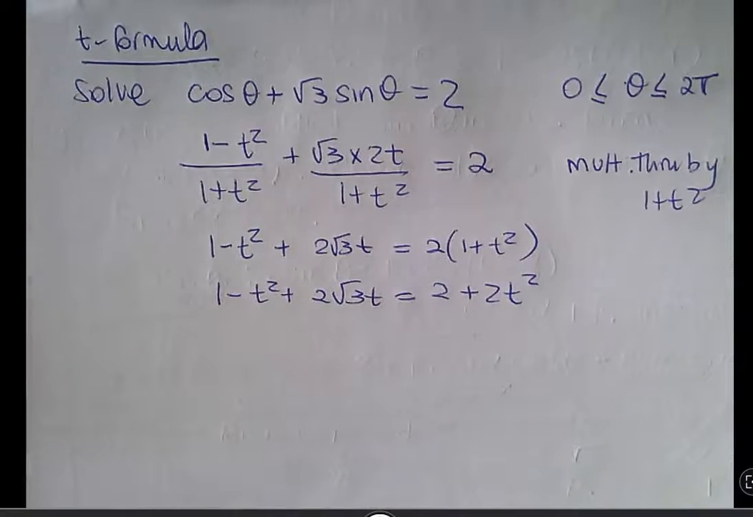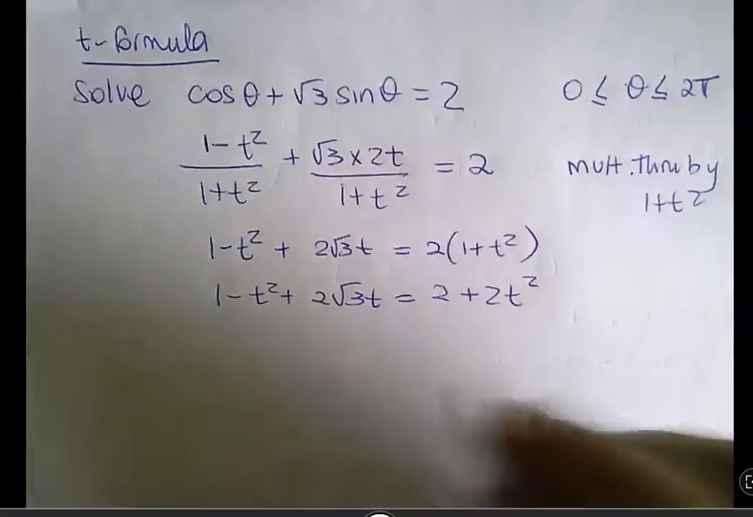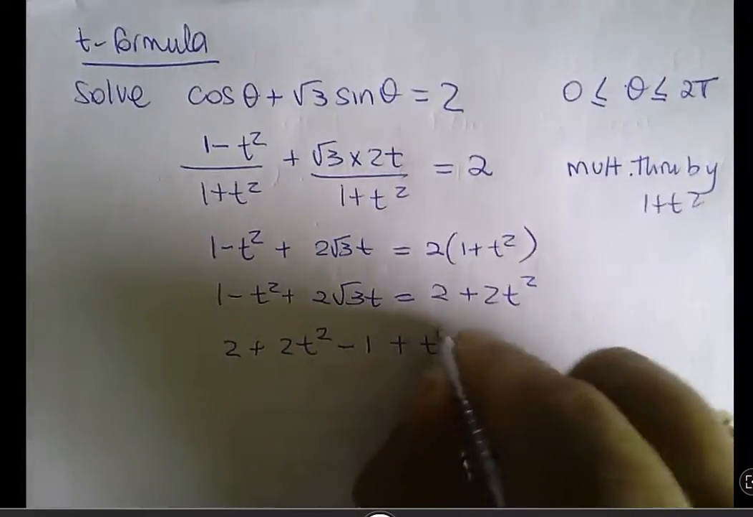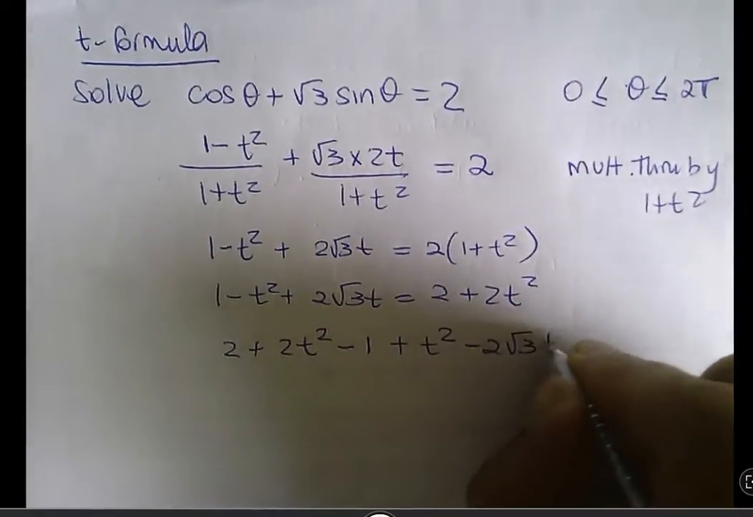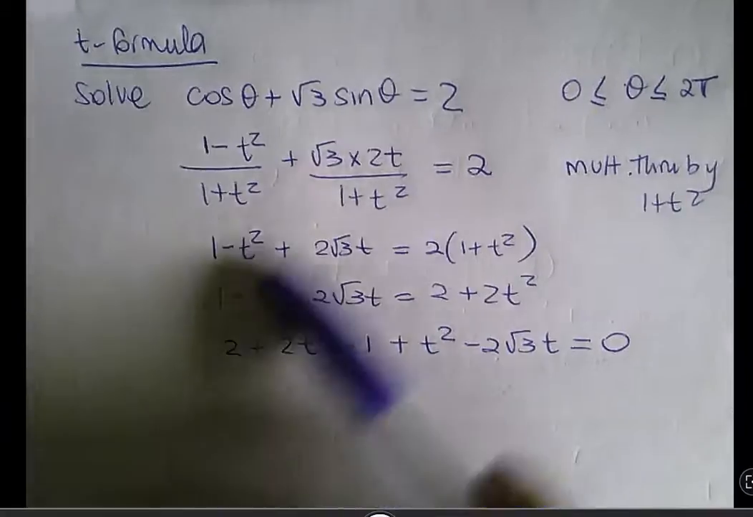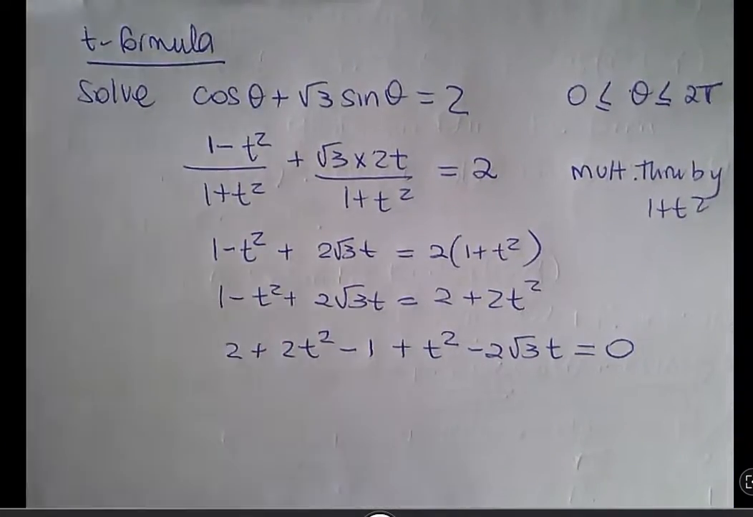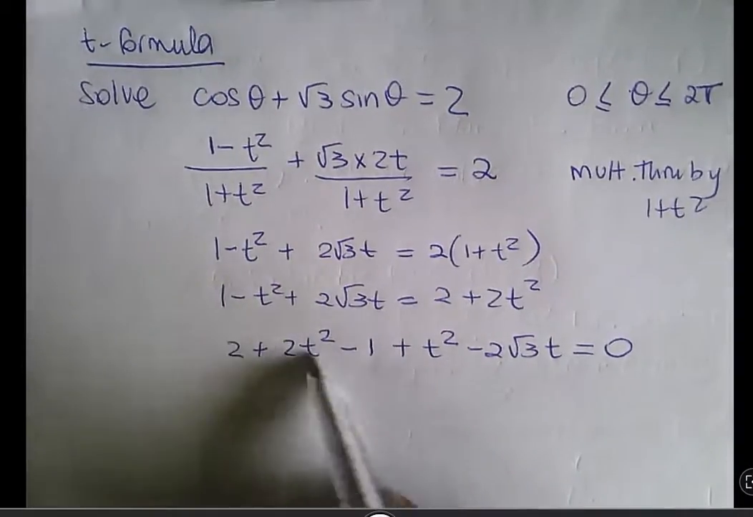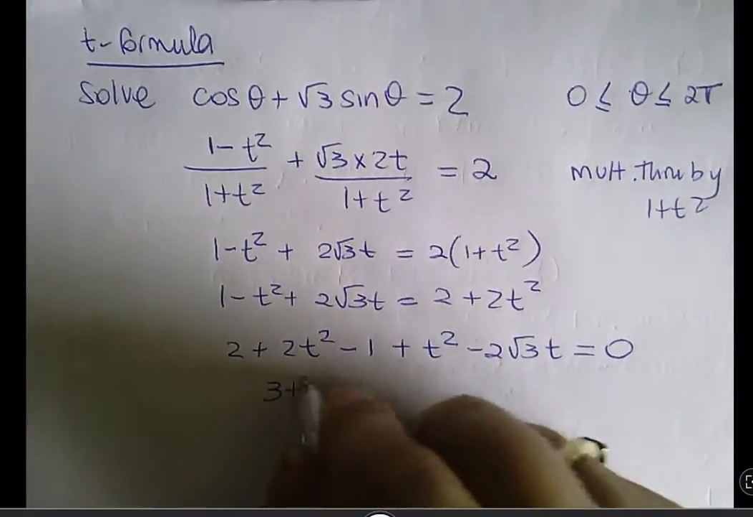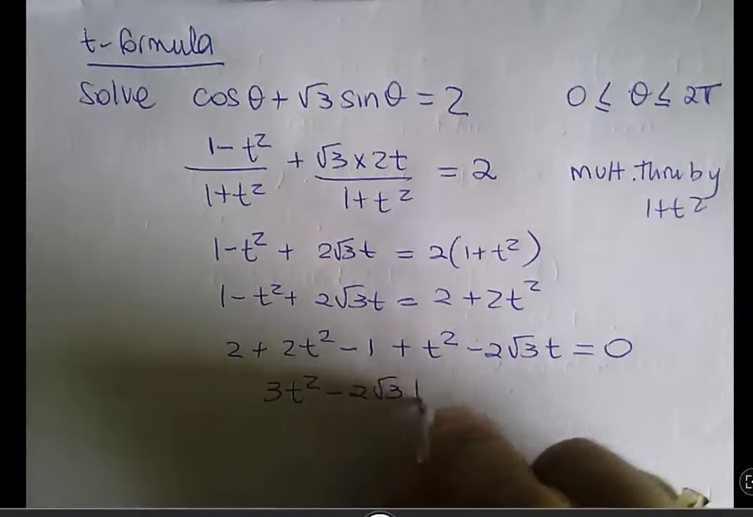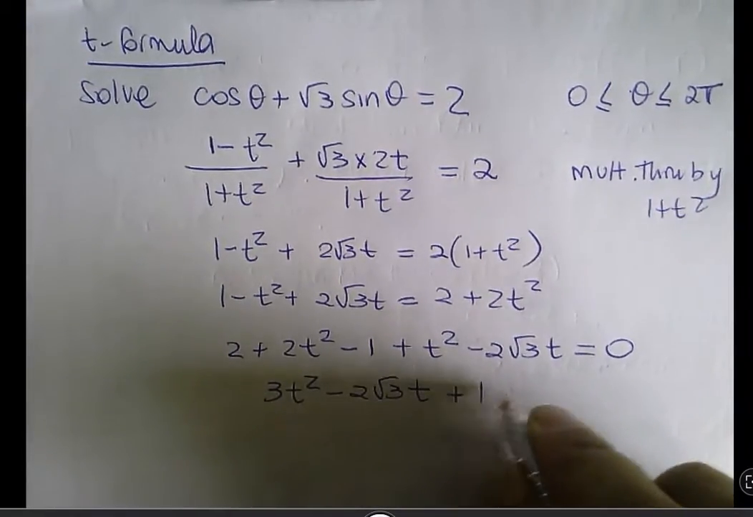Where are we going to go? Left or right? What do you reckon? Right. Let's go to the right so that the t squareds are positive, taking everything over. I've got 2 plus 2t squared minus 1 plus t squared minus 2 root 3t equals 0. So I've basically put it all over to the right, but it's okay that I put my equal 0 here. Alright, so now let's put the t squared terms together. What have we got? 3t squared minus 2 root 3t plus 1 equals 0.